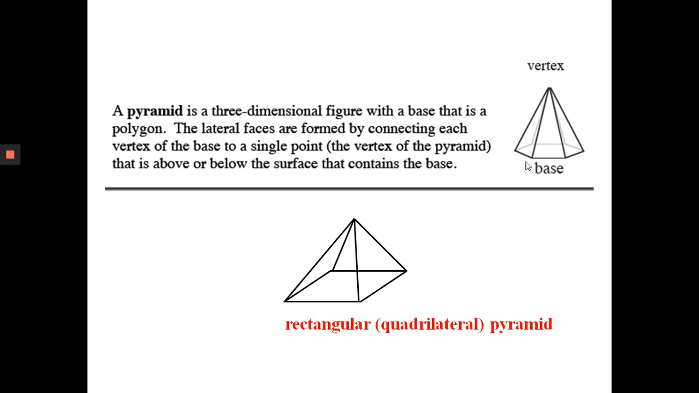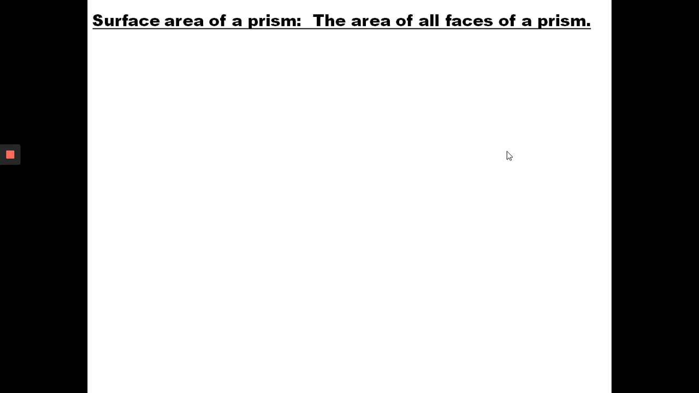Okay, so what would this one up here be called? It's got 1, 2, 3, 4, 5, 6 sides on the base polygon. This is called a hexagonal pyramid. Okay, so we're going to talk about how to find the surface area of a prism. Okay, so back to prisms.